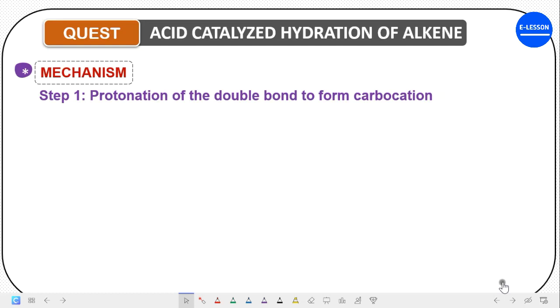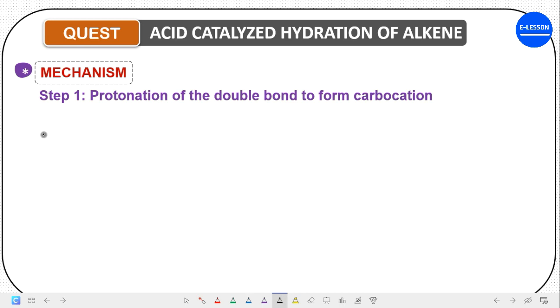In this lecture, we are going to look at the mechanism and the reaction of acid catalyzed hydration of alkene. Now, we have step 1 here, the protonation of the double bond to form a carbocation. Now the question is, when alkenes are hydrated, what is the product of the reaction? It's going to form an alcohol.